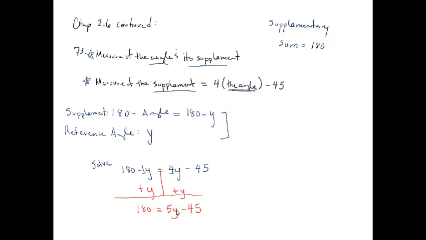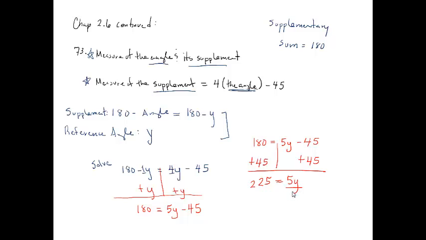So now I need to isolate y. So let's move this up here a little bit so I can do a little work on it. 180 equals 5y minus 45. Well, I need to isolate the variable, which means I'm going to move the minus 45 by adding 45 to both sides. So add 45 to both sides of the equal sign. I end up with 5y equals 225.